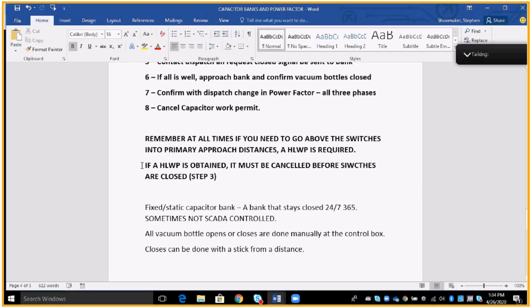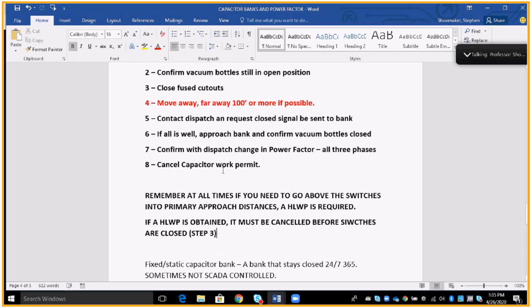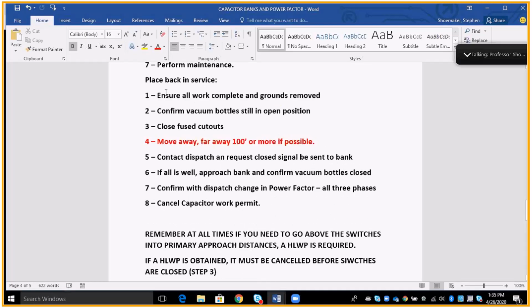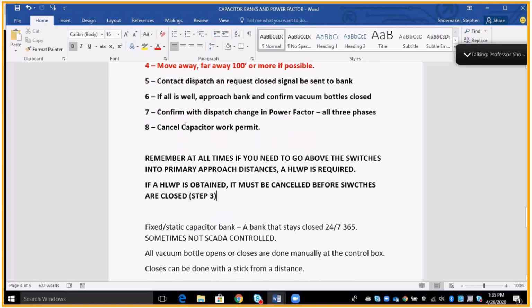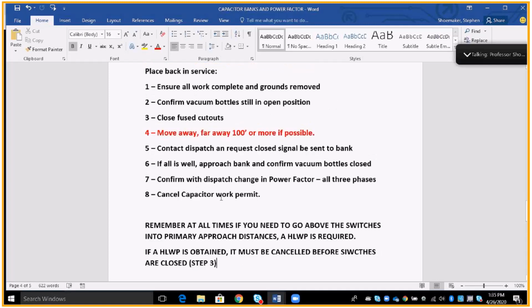If you got the hotline work permit while you were doing your work, it must be canceled before the switches are closed. Step 3. A good dispatcher is going to tell you, look, we're getting ready to go into the process of closing or putting this bank in service. You've got a hotline work permit. And if you remember back from the substation and the breaker and the protective devices, if he closes this bank and there's a fault, you're going to get an instantaneous operation and it's going to lock the breaker out. We don't want that to happen.